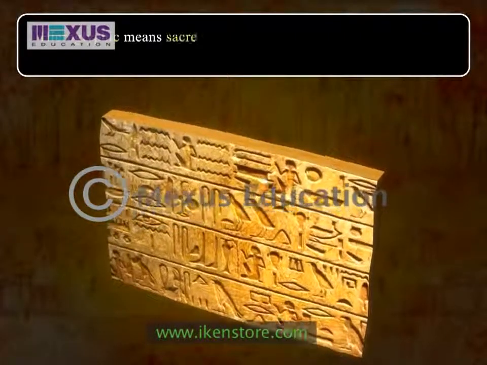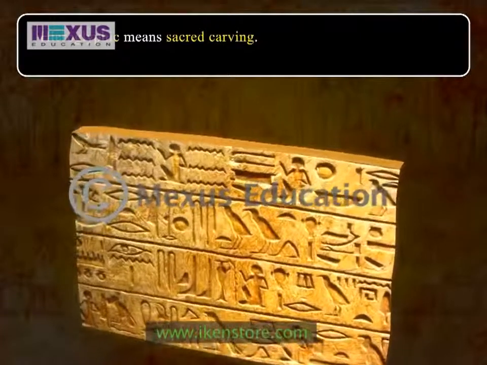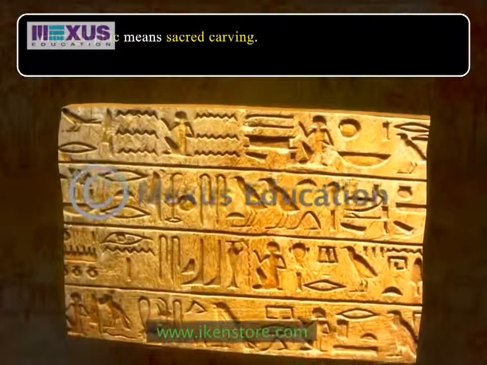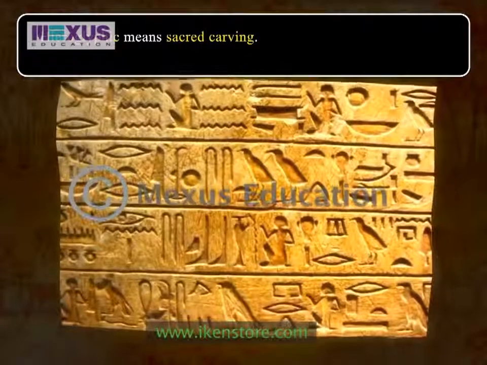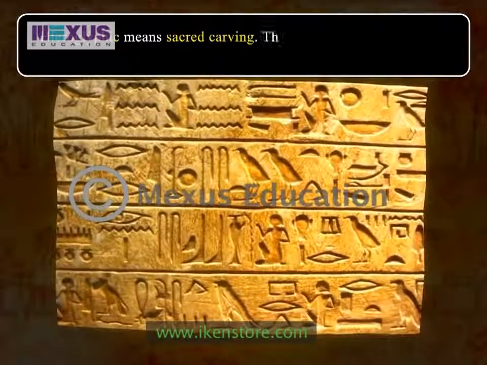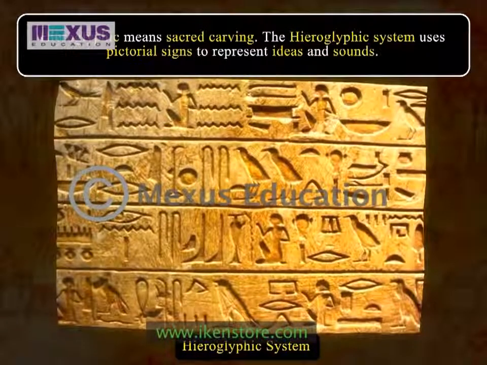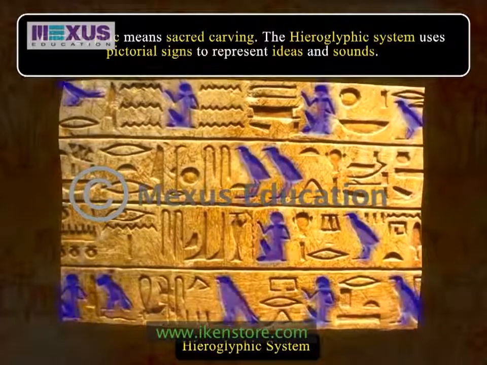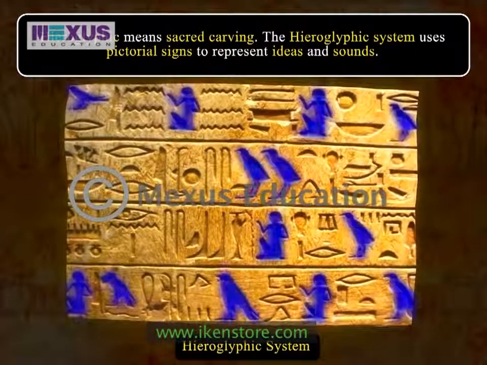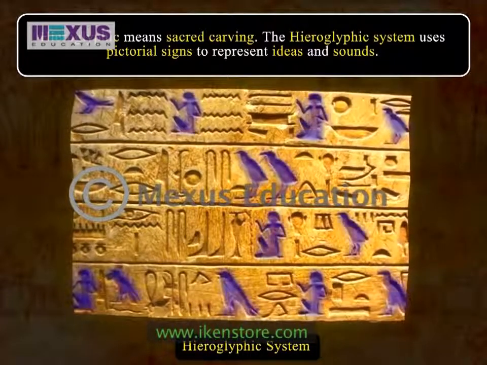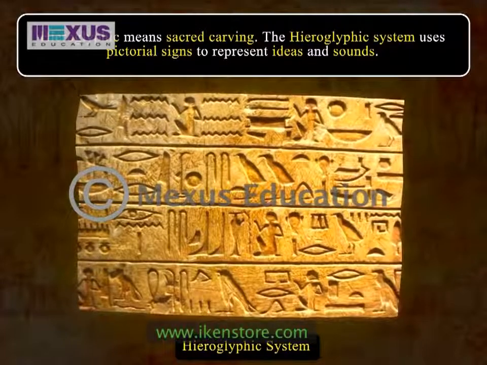Hieroglyphic means sacred carving. It is called so because at first the written language was only used for religious work. The hieroglyphic system uses pictorial signs to represent ideas and sounds. Each sign represents an object or an associated idea or a word with a similar sound.